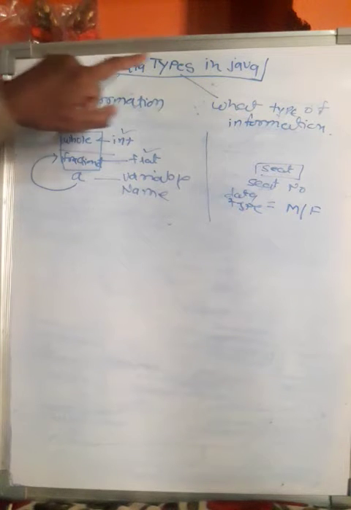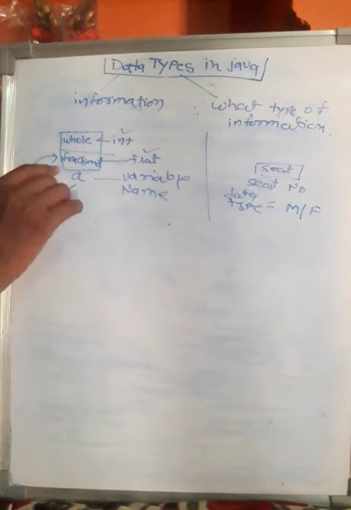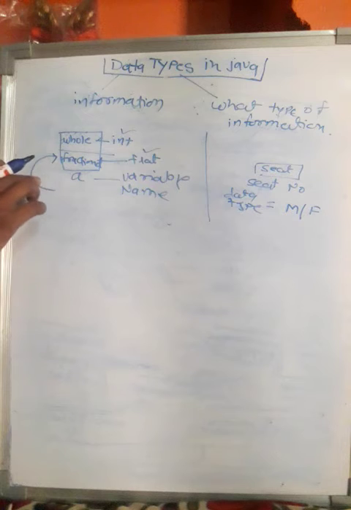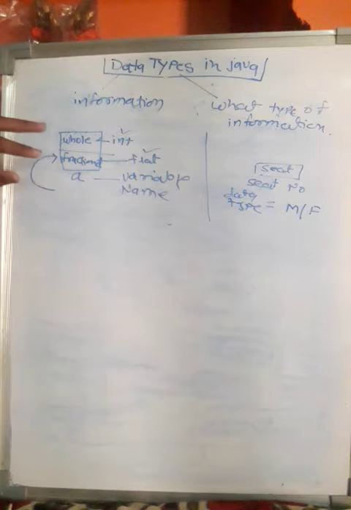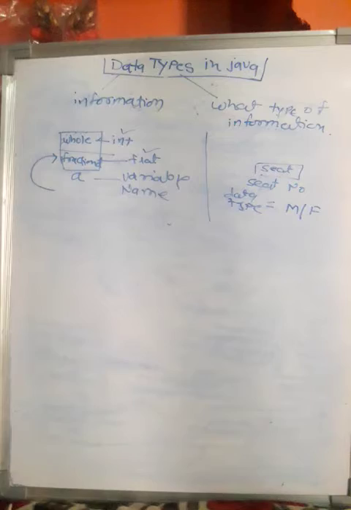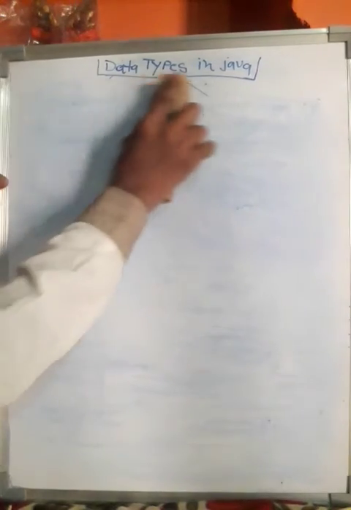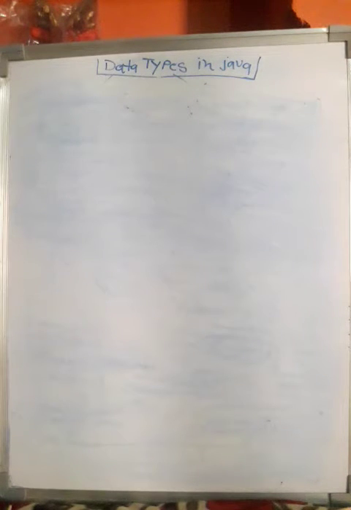Data means information, type means which type of information. We must specify a variable with a data type that tells the compiler which type of information is stored in that memory. In Java every variable has a data type, which tells the compiler what type of data is stored in the reserved memory.